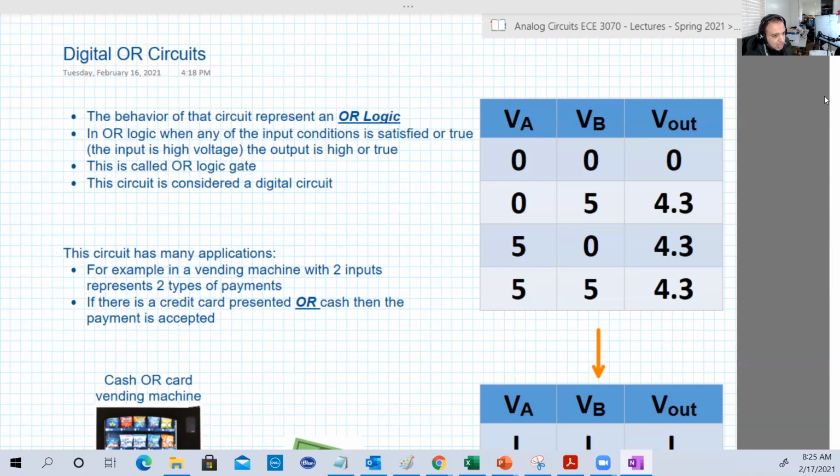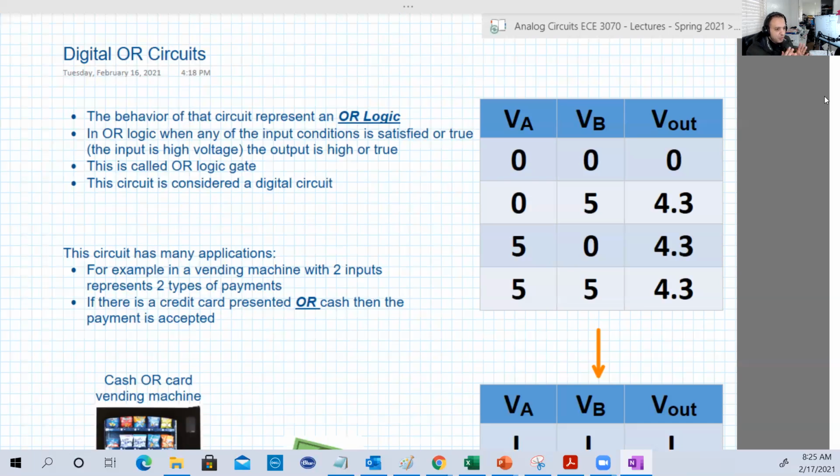Basically, digital logic circuits are circuits that do logic. They are thinking like us, but each circuit does one type of logic, or one type of thinking. Think of this OR logic. I'm not talking about the circuit now. The circuit that we just solved represents this way of thinking. What is this way of thinking?